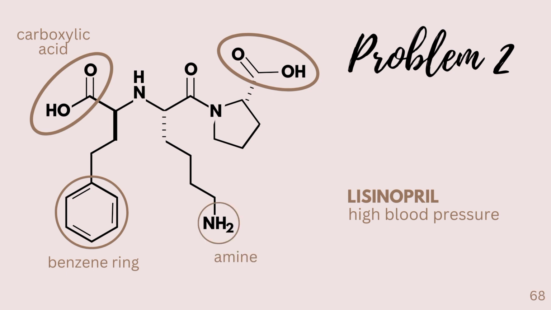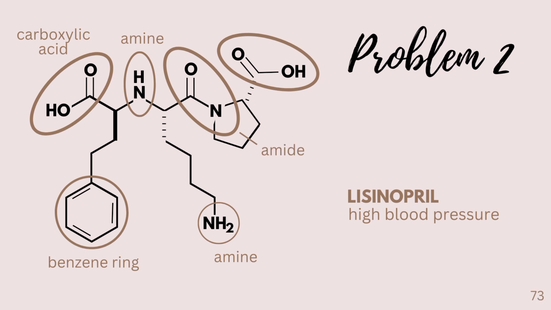Isa rin itong amine. Simple nitrogen attached to the carbon groups. And in the middle, here we have a nitrogen that is next to a carbonyl. So that is not an amine. That is an amide. So lisinopril contains a whole collection of different organic functional groups.